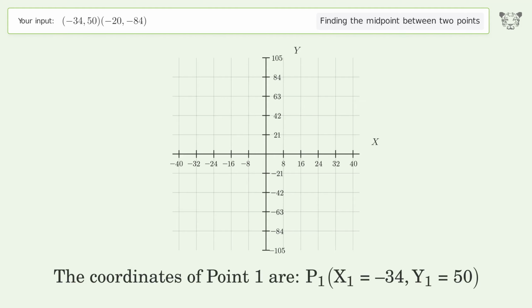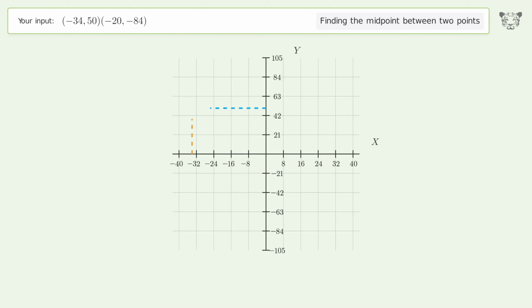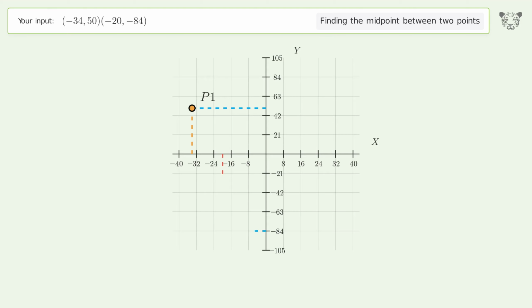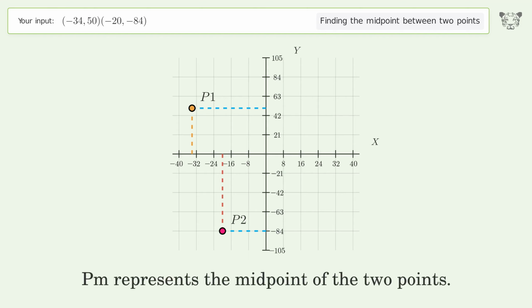The coordinates of point 1 are, x1 equals -34, y1 equals 50. The coordinates of point 2 are, x2 equals -20, y2 equals -84. PM represents the midpoint of the 2 points.